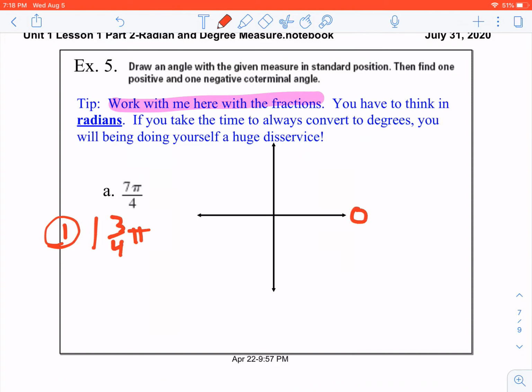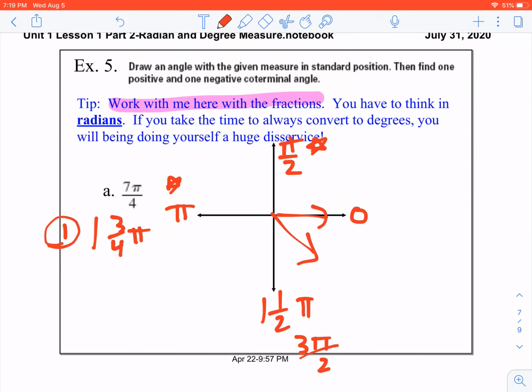We said that this is 0. We said 90 degrees is pi over 2. We said that 180 degrees is pi. Well, we can count. So think of this as a half pi, this is a whole pi, so this is 1.5 pies. So sometimes we call this 3 pi over 2. Well, 1 3/4 is more than 1 1/2. So that's where 1 3/4 pi belongs. It belongs in the fourth quadrant.